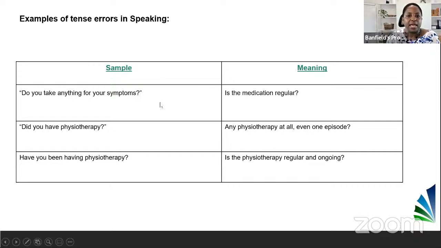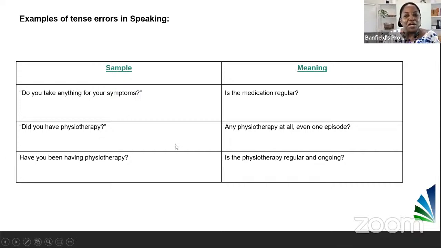Okay, so do you take anything for your symptoms? It doesn't necessarily mean that for this episode, they took something. So they're thinking, well, let's take asthma. Yeah, I usually use a salbutamol inhaler and Pulmicort, but it doesn't mean that they used it for this episode. So you have to be very specific in the tense form you use in your questions, at least if you're dealing with an English speaker, okay?